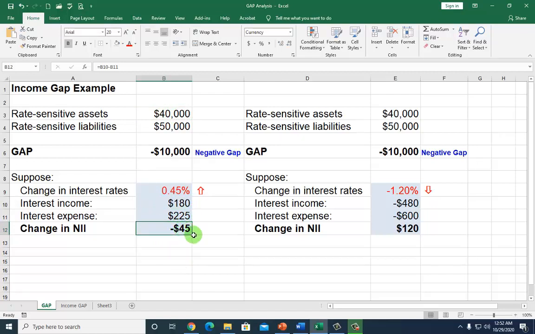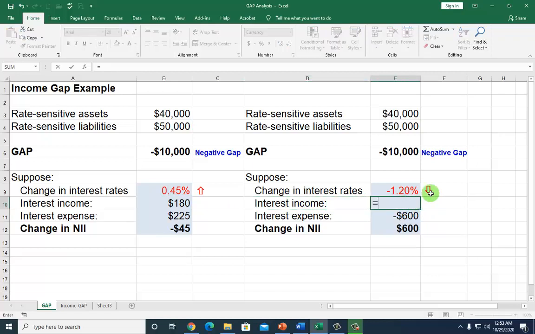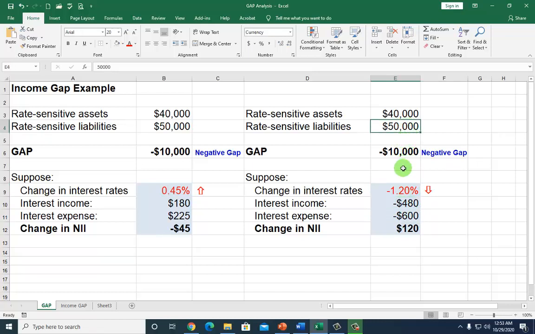And as you can see, we are facing a negative change in net interest income. So that's not good. By the way, if on the other hand, change in interest rate is on the negative side, if we expect, for example, interest rates to fall by 1.2%, then as you can see, interest income is going to drop by 480, which again is simply going to be equal to this 1.2% multiplied by 40,000, and then you do the same by multiplying this by this $50,000 in rate sensitive liabilities.